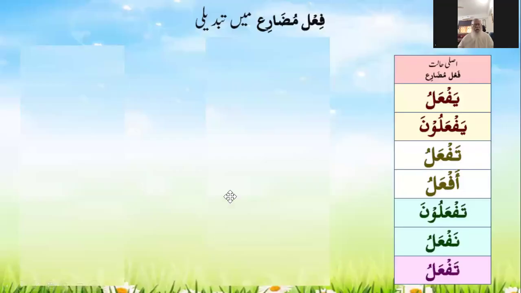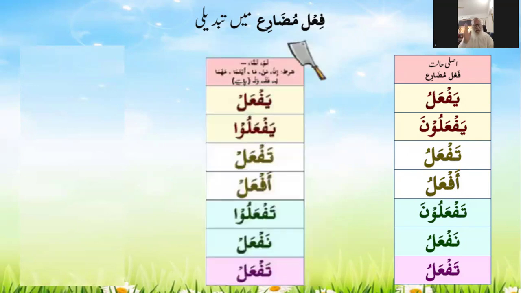We say the mudari has 4 states. The normal mudari: yaf'alu, yaf'aluna, taf'alu, af'alu, taf'alu, naf'alu, taf'alu. When some jazm particles come, called the jawazim, what are they? They may be lam, lamma, in, man, ma, harf shart, fal, wal. Then the word changes: yaf'al, yaf'alu, taf'al, af'al, taf'al, naf'al, taf'alu, naf'al, taf'al.